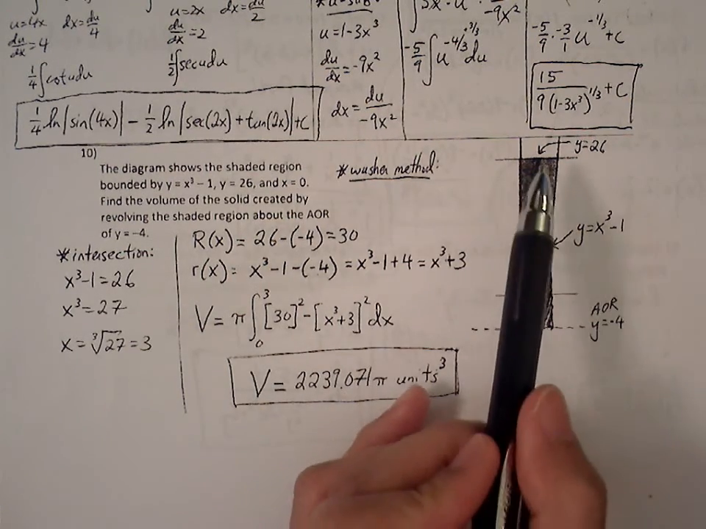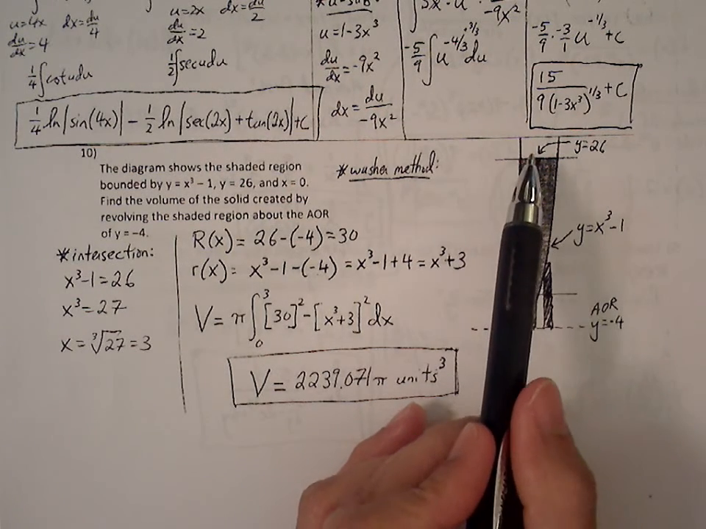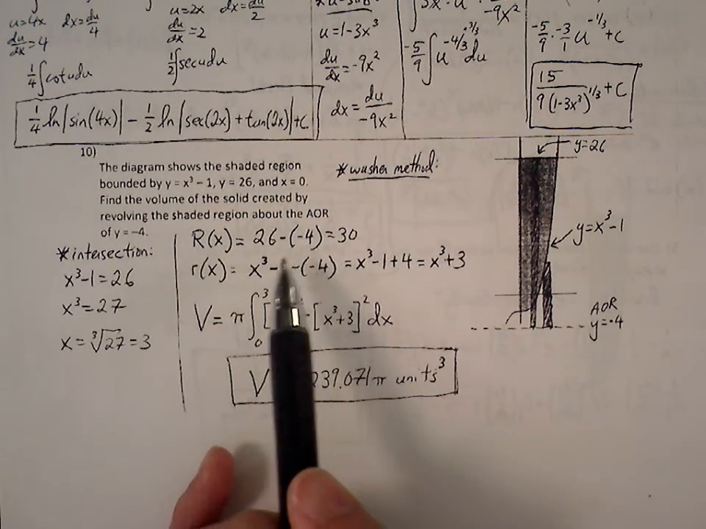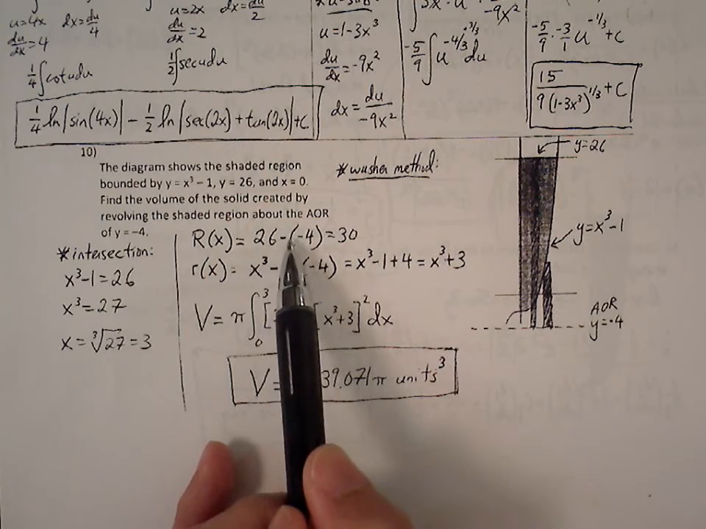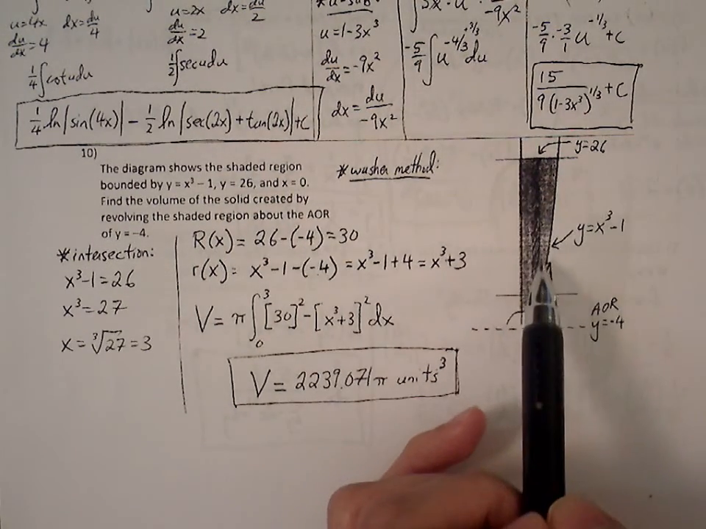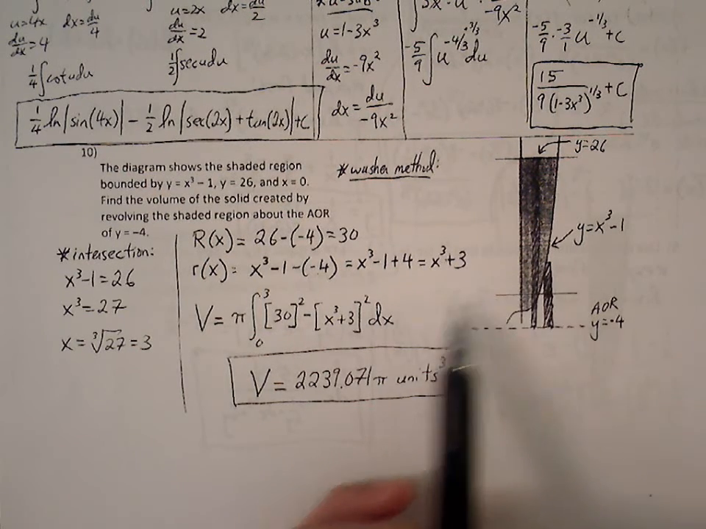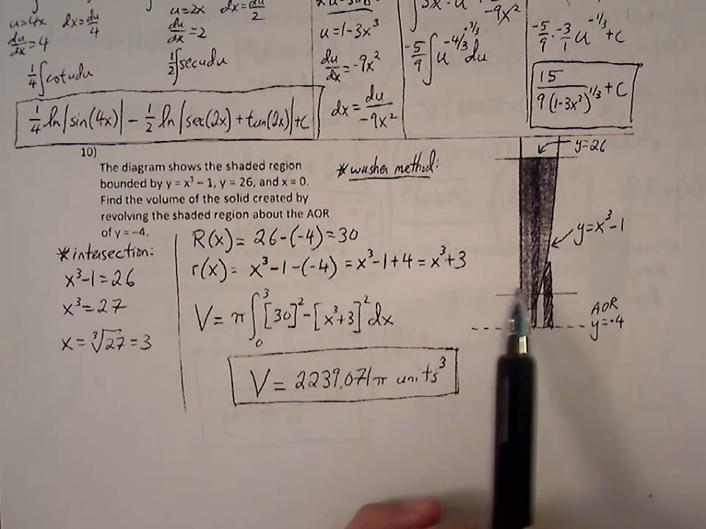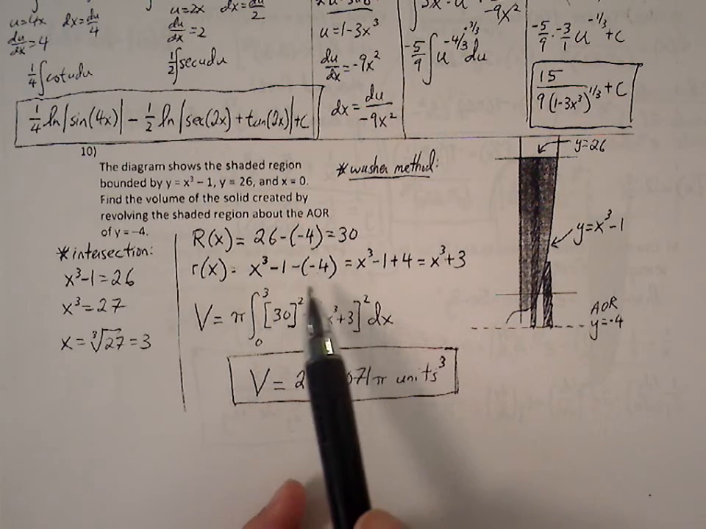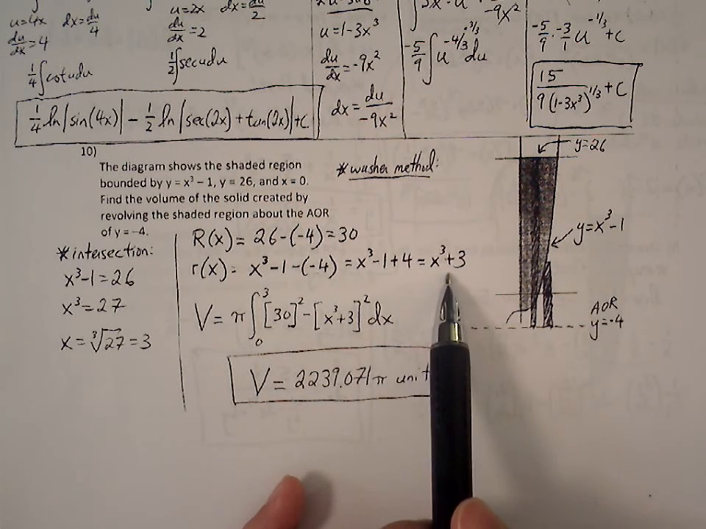So big R is the top of the radius minus the bottom of the radius. So top of the radius is sitting at the 26. The bottom of the radius is sitting at the negative 4. So 26 minus the negative 4, top minus bottom, ends up being 30. Little radius. So we look at the top of the little radius, see what it's touching. It's touching the curve. That's the x cubed minus 1, minus the axis of revolution, which is the bottom of the radius. So x cubed minus 1 minus negative 4, the two negatives becomes positive. We get x cubed plus 3.